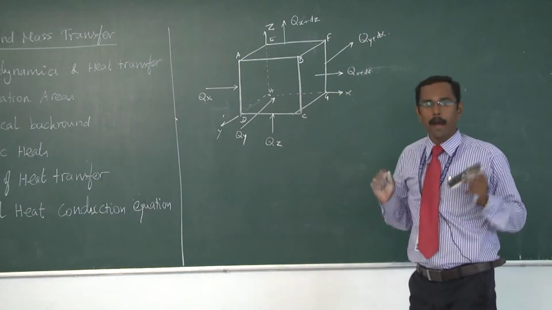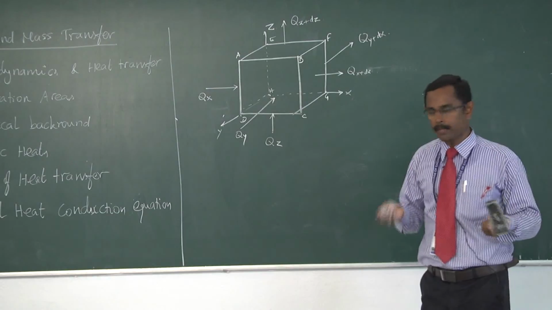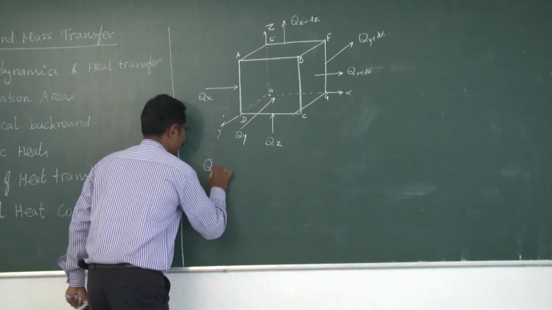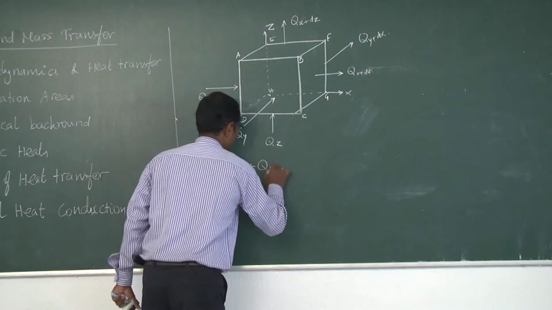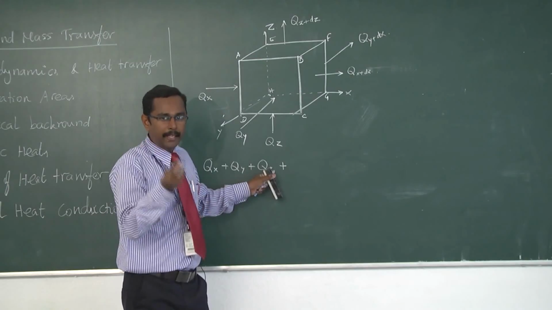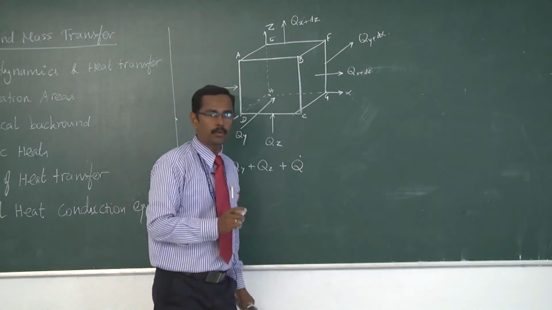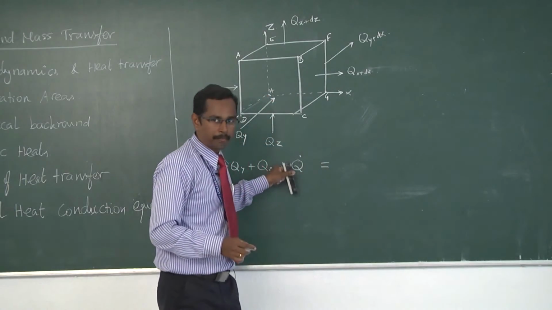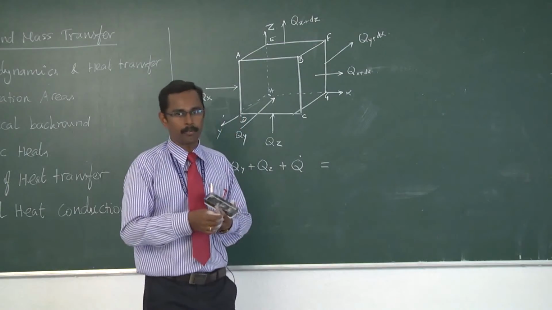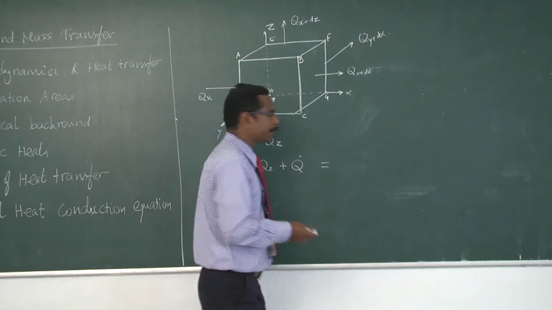For this Cartesian coordinate, we have to create the energy balance equation. I will write the energy balance equation by the first law of thermodynamics. The total heat conducted into the element is Qx plus Qy plus Qz. Plus, we have to consider the energy generated within the element, Q dot, which is in watts per meter cube. For 1 meter cube, this is the amount of heat energy generated by the element. The energy generation may be in the form of nuclear energy, electrical energy, or chemical energy. Now, on the right hand side, we have to balance the equation.